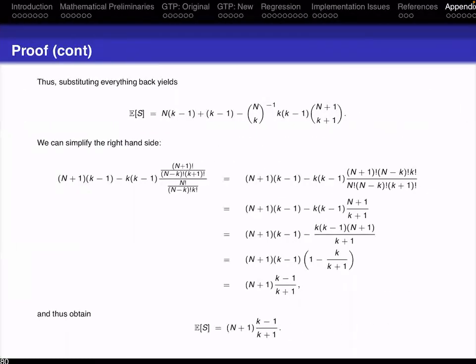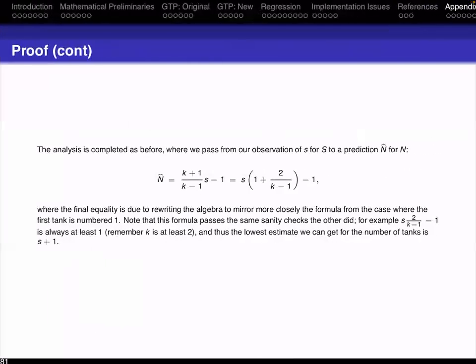And then eventually, after we do even more algebra, the dust settles, and we finally get a value for the expected value of S, as (n plus 1)(k minus 1) over (k plus 1). So very, very similar to what we had before, which is nice. And then once we have that, we can solve for the best fit value of n, and we'll get S1 plus 2 over k minus 1.